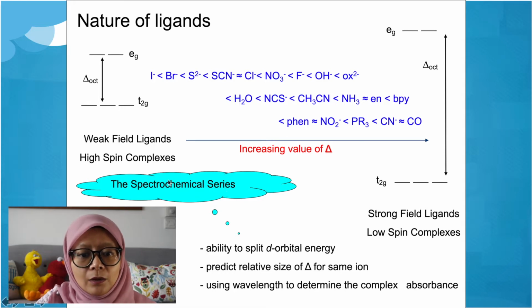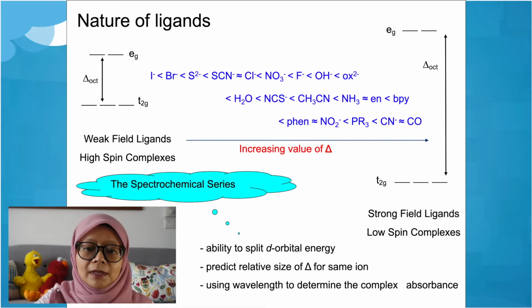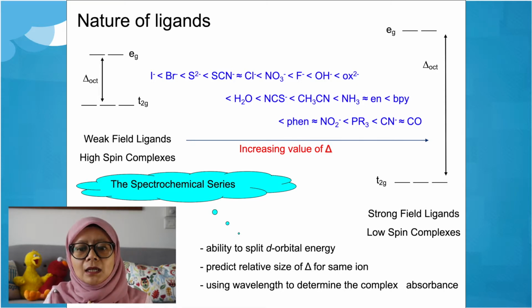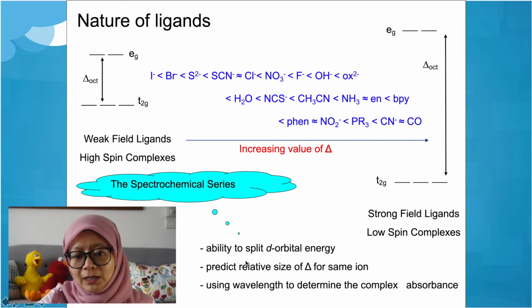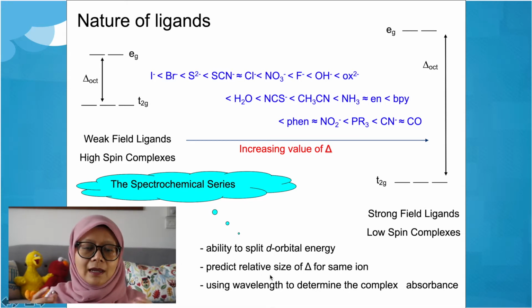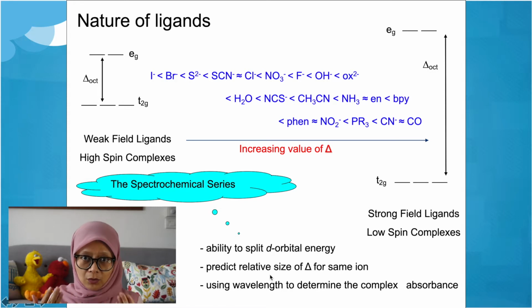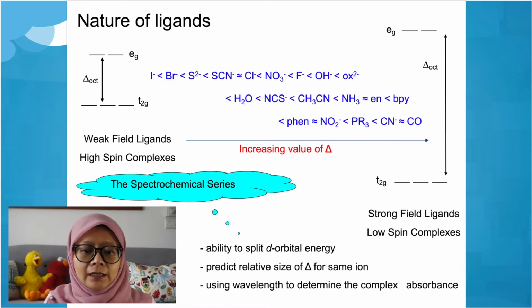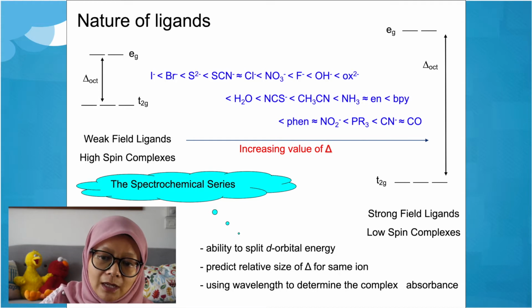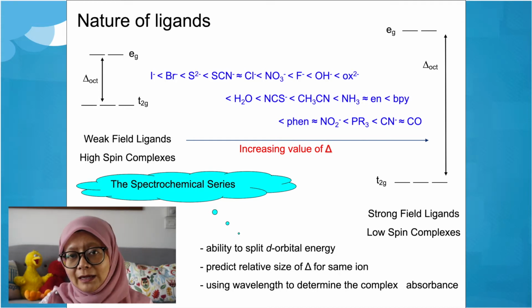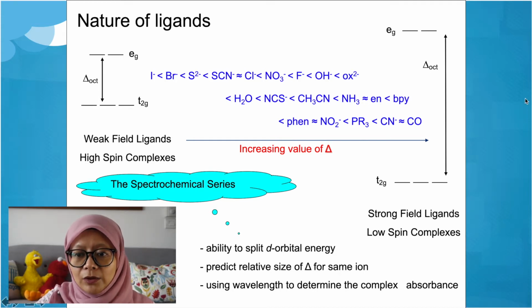And then what is the spectrochemical series? It has the ability to split the d orbital energy, and it can be used to predict the relative size of the delta for the same ion. Third, it uses wavelength to determine the complex absorbance. So this is where we have the absorption of light by the complex ion.